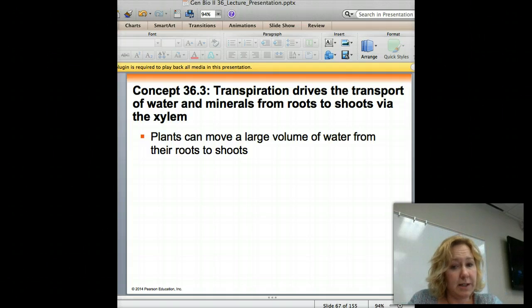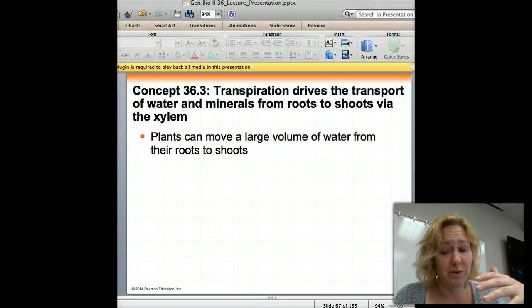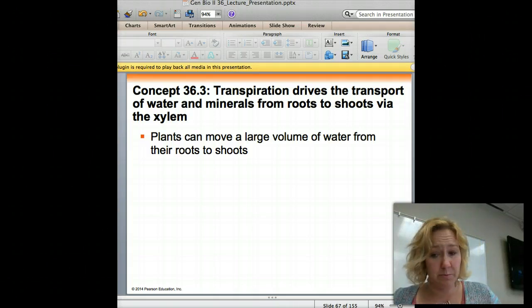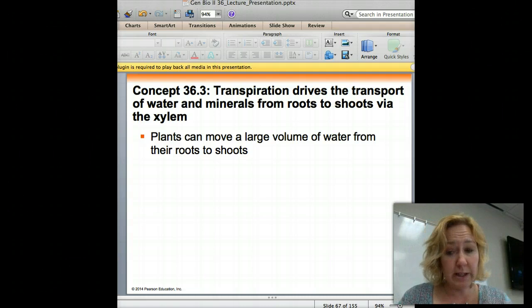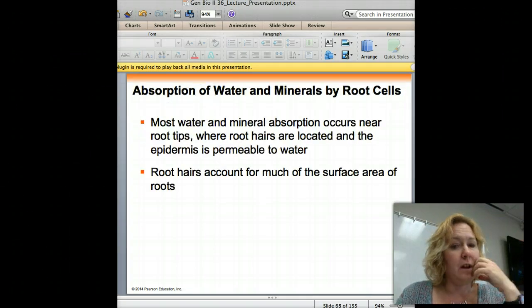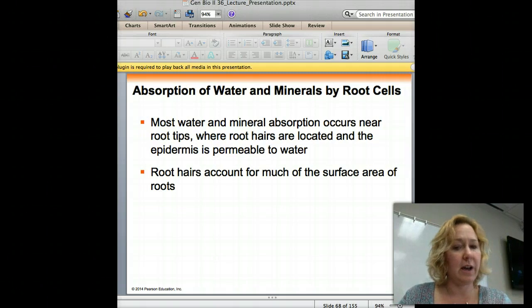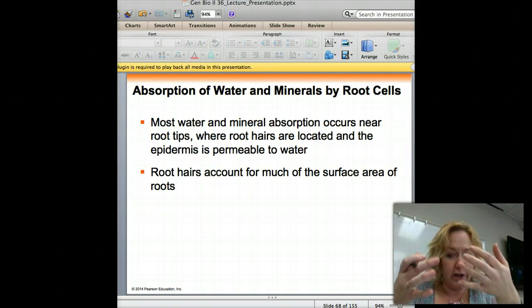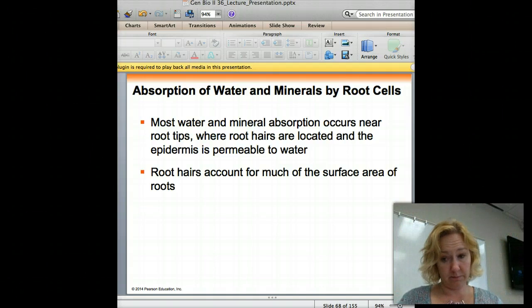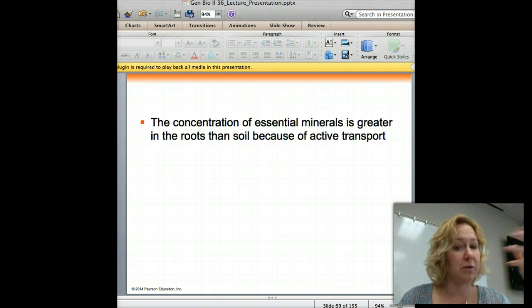Transpiration drives this process. You know this. This is all review. You know transpiration. You know xylem and phloem. Plants can move a ton of water, right? They got xylem. Root hairs account for much of the surface area, so roots are moving it up and it's coming out the other end, right? This is what's happening. The concentration of minerals is greater in the roots than the soil, so you get active transport.